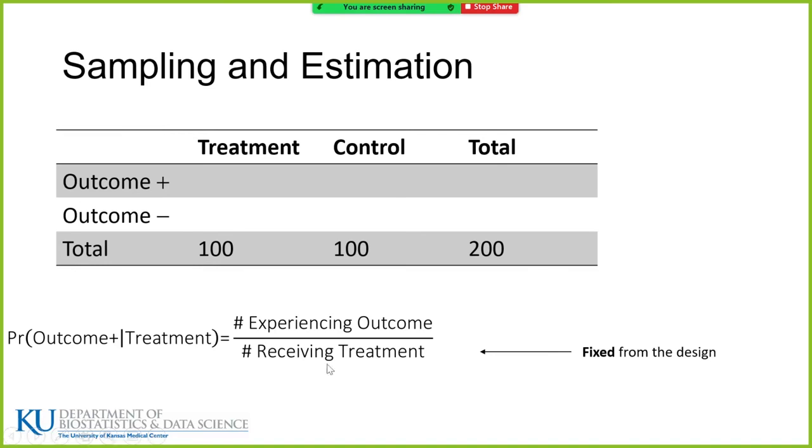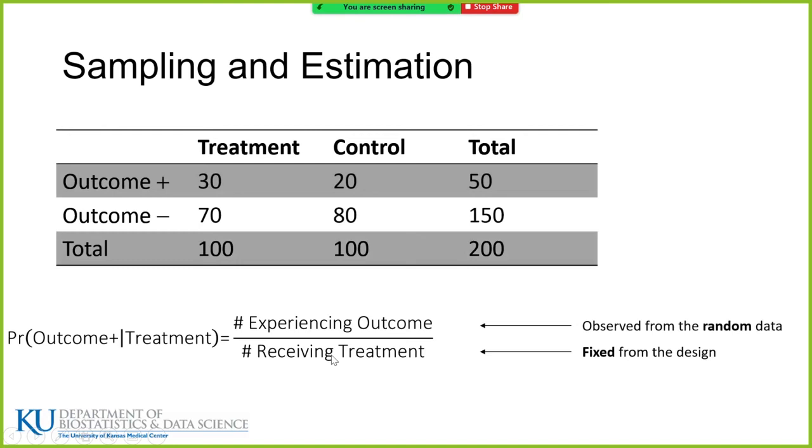Notice that the denominator of this probability or proportion, those who receive treatment, is determined by the design. It's fixed. It's not random. This becomes a key point later when we try to calculate measures of risk. So the denominator here, those who receive treatment, is fixed from the design. And the thing that is a function of the random data is the thing on the top. That's observed from the random data.